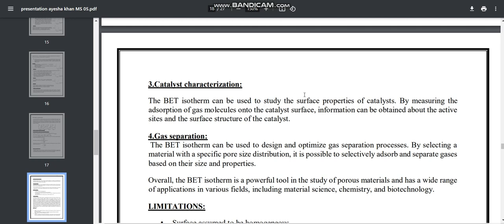The third is characterization of catalysts. It is used to study the specific surface properties of catalysts by measuring the adsorption of gas molecules onto the surface of catalysts. Information can be obtained about the active sites and the surface structure of catalysts.